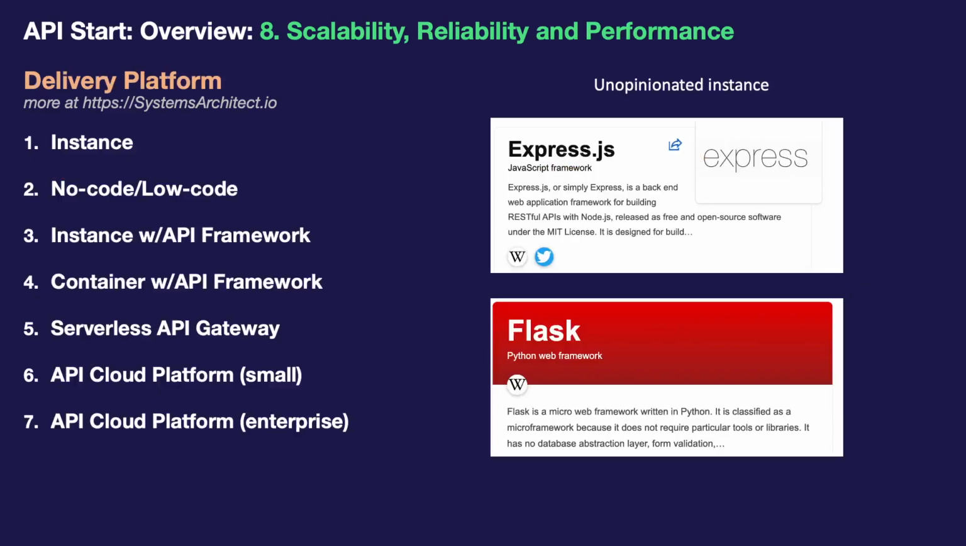Along with these different types of APIs, there are also different types of delivery platforms. We see here that you can start from the simplest instance-based API, and you could use something like Express.js or Flask, depending on the language that you're using. In this case, you're basically building the API on an instance. You might have multiple instances.